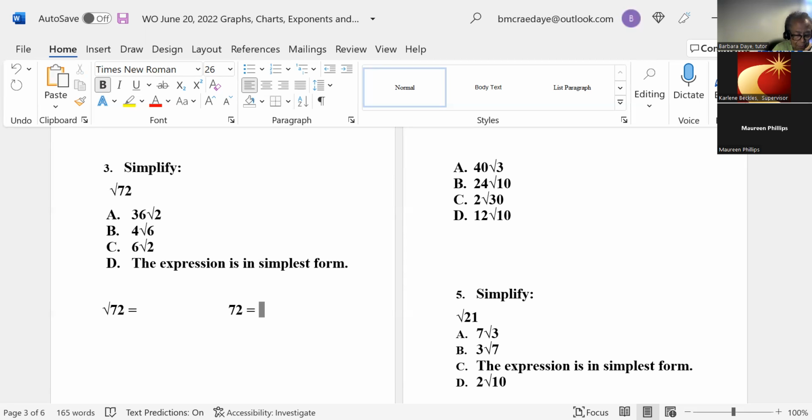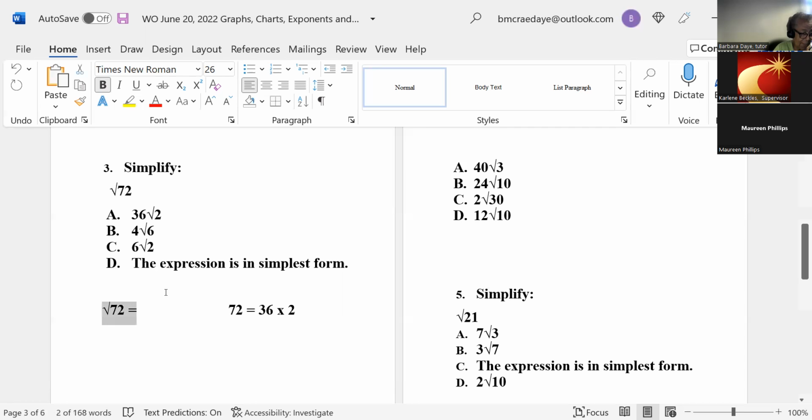Okay. 72. Think of half. 36. Yep, 36. And that has a perfect square root, right? Times what, Maureen? 2. That's it. Okay. So 36 has a perfect square root. That means you can take this square root of 72. Let's just put this here.